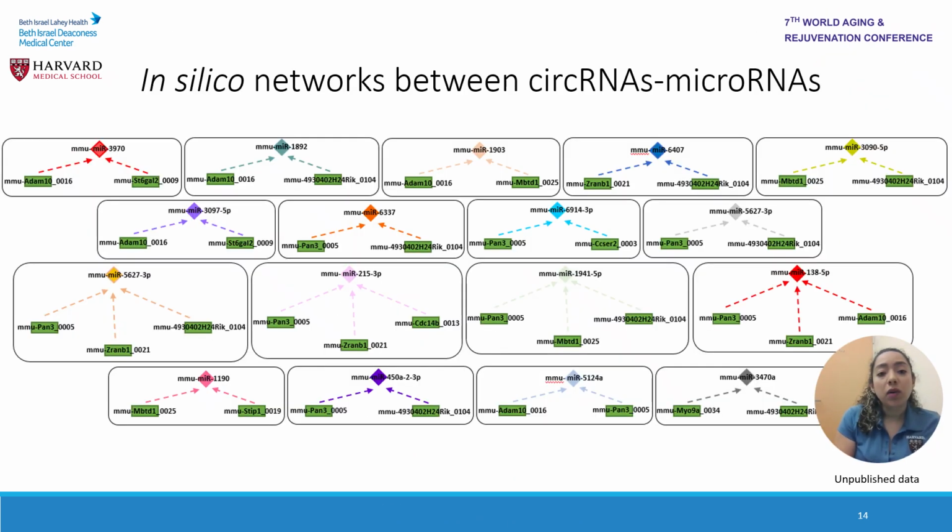Next, we performed in silico analysis to identify potential interactions between these circRNAs and the target microRNAs. And we found that multiple circRNAs can sequester the same microRNA, suggesting that circRNAs may play a central role in fine-tuning Alzheimer's disease-related gene regulation.